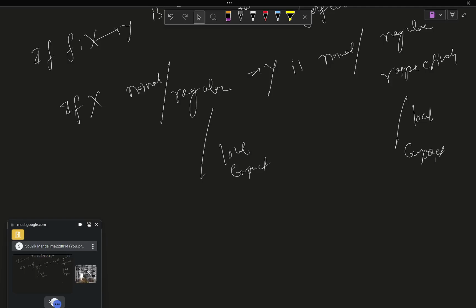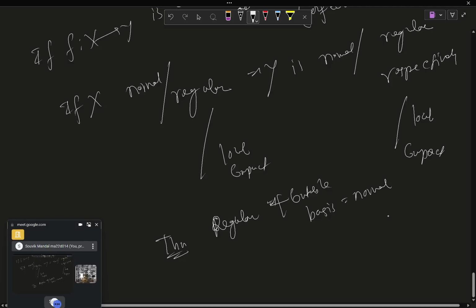Okay, so this is one thing I think we needed to discuss. And the second thing, namely one important fact, is that regular plus countable basis is normal. It's quite an important thing, which you should remember.